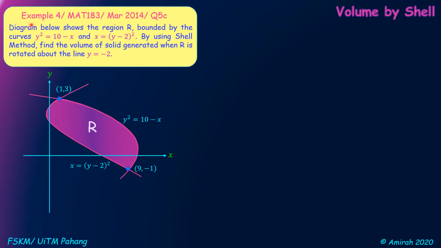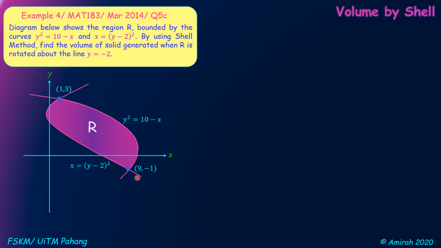Okay, we continue with example 4 from previous semester papers. The diagram below shows the region R bounded by the curves y squared equals 10 minus x and x equals (y minus 2) squared. By using the shell method, find the volume of the solid generated when R is rotated about the line y equals -2. This is the given shaded region.